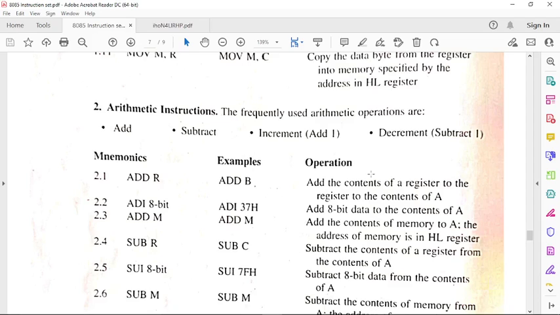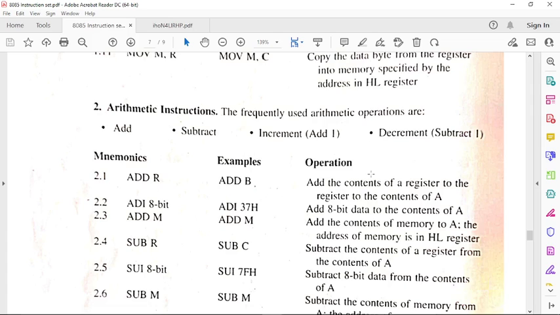Hello students, let us talk about arithmetic instructions. The frequently used arithmetic instructions are add, subtract, increment means add 1, decrement means subtract 1. Mnemonics. ADD R, where R means register. Example: ADD B. Add the content of register B to the register which is A.